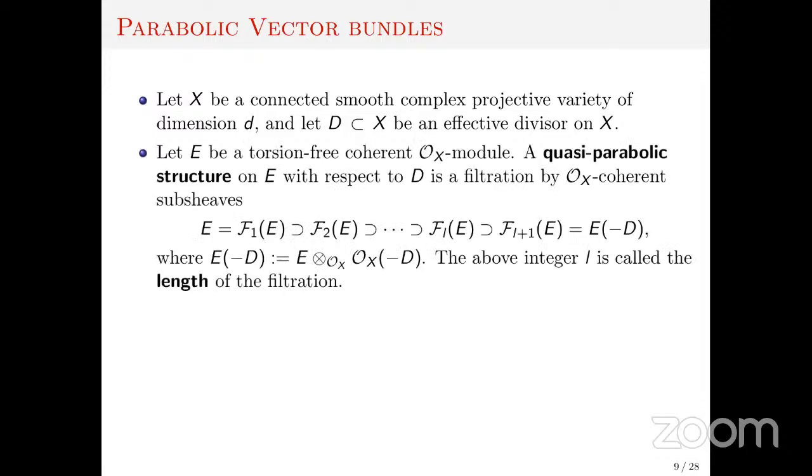on X. And let E be a torsion-free coherent O_X-module. A quasi-parabolic structure on E with respect to the chosen effective divisor is a filtration of O_X-coherent subsheaves. So this is a filtration of O_X-coherent subsheaves starting with E(-D). And the length of the filtration is the integer L here.